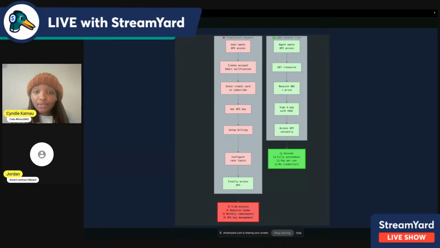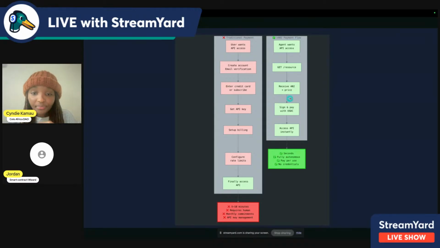But with the x402 payment flow, it's super fast. So the agent wants access. Nowhere is a human involved. It requests directly from the server that it needs access to. It sends a request, and then it receives a response: 402 status code, payment required. Please pay me 0.002 USDC.